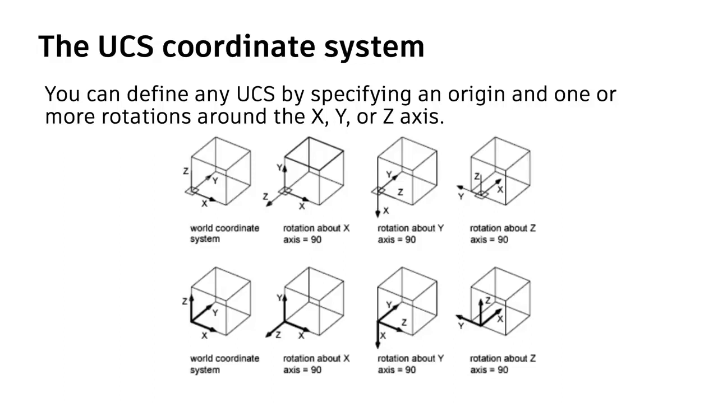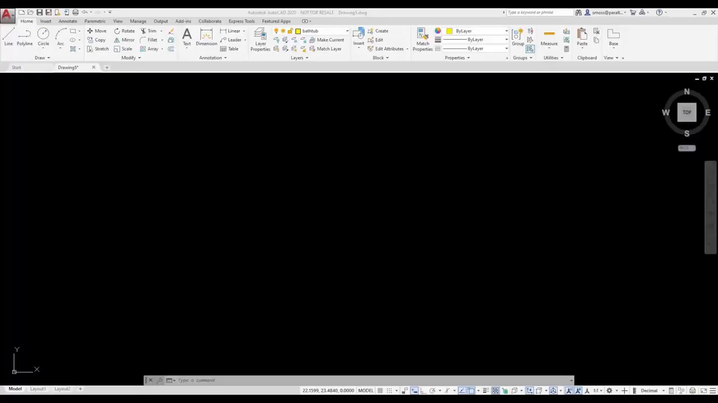The World Coordinate System, or WCS, cannot be modified. By default, the UCS and the WCS are aligned. They remain aligned until the user decides to redefine the UCS. To demonstrate how the UCS and WCS work, I'm going to create a 3D model of a bathtub. The UCS is color-coded with the x-axis in red, the y-axis in green, and the z-axis in blue. It can be helpful to remember the color codes when you are working in 3D.